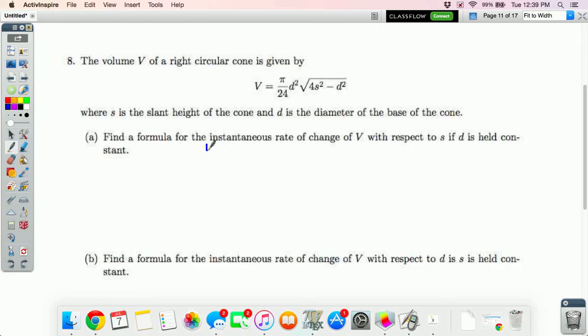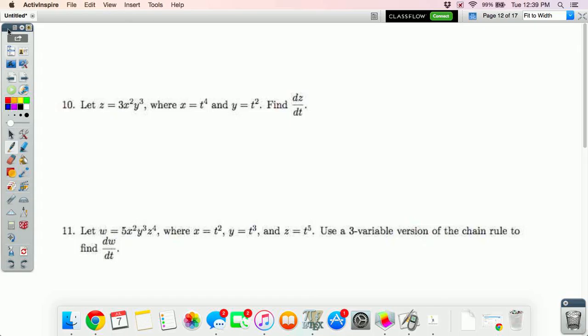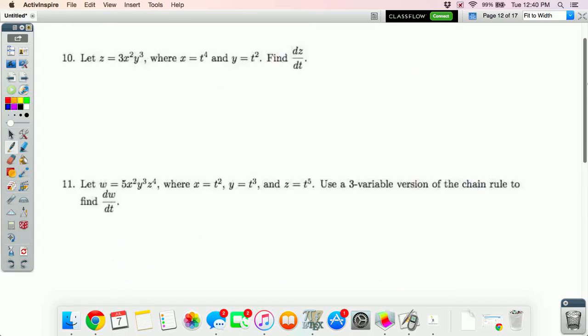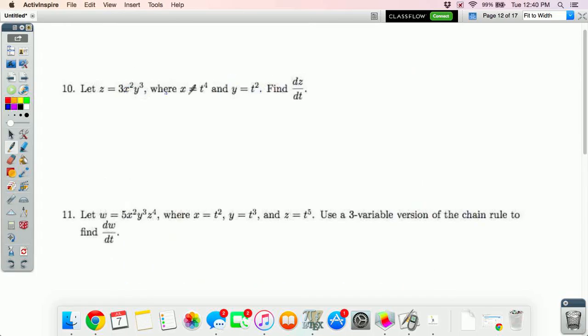So when it says instantaneous rate of change, that's definitely a derivative. And it actually says even with respect to s, if d is held constant, what that's asking you for is the derivative of v with respect to s. It's just a partial derivative. So you can do number 8 even though it's a little bit different than the wording on the previous problems. And then numbers 10 and 11 are very similar to what we were just doing. So now you're just using that chain rule process.